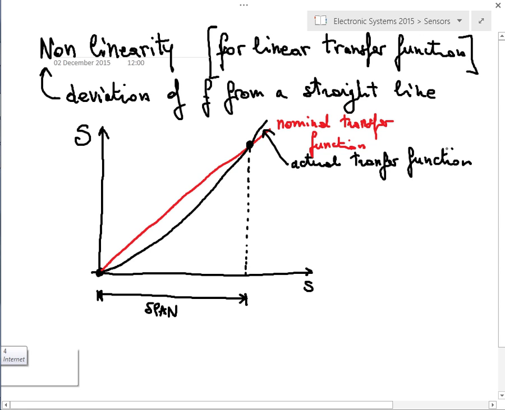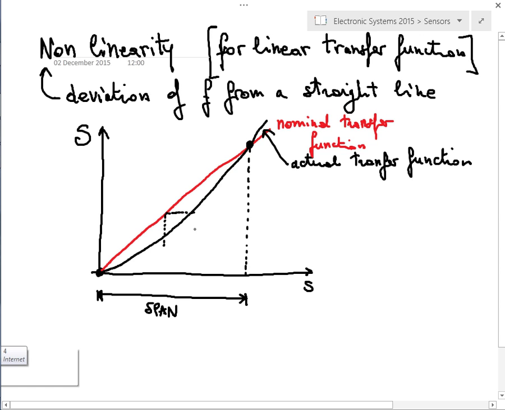And then there are different ways of defining the nonlinearity. One possibility is to look at the maximum distance, in terms of the input stimulus, between the nominal transfer function and the actual transfer function. So the maximum would be something like here, right?